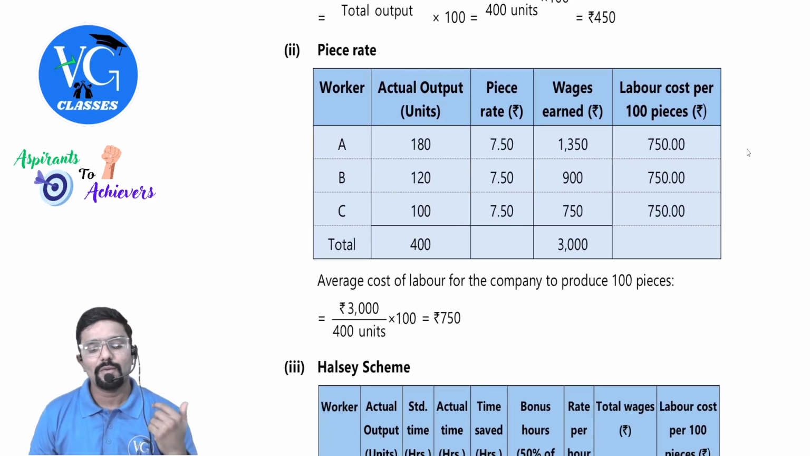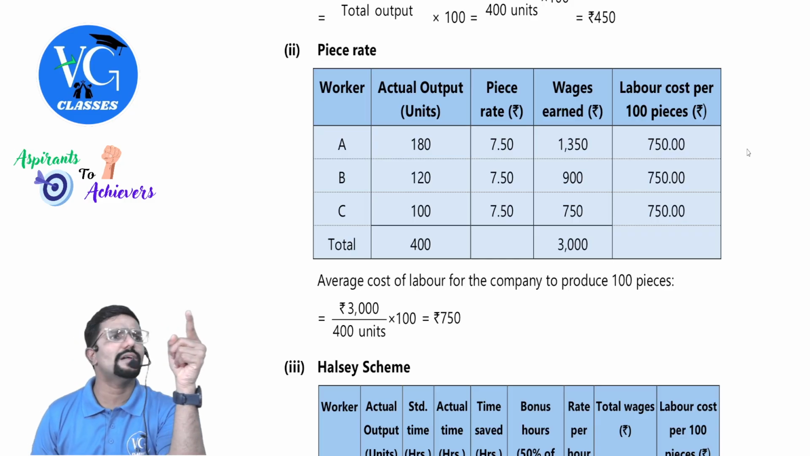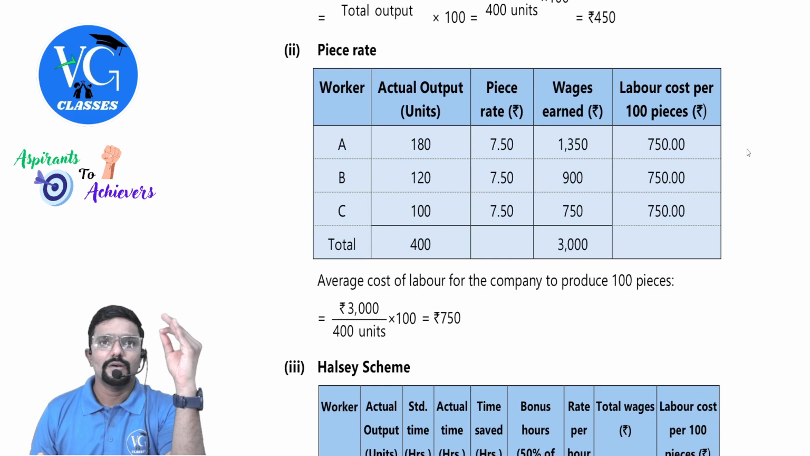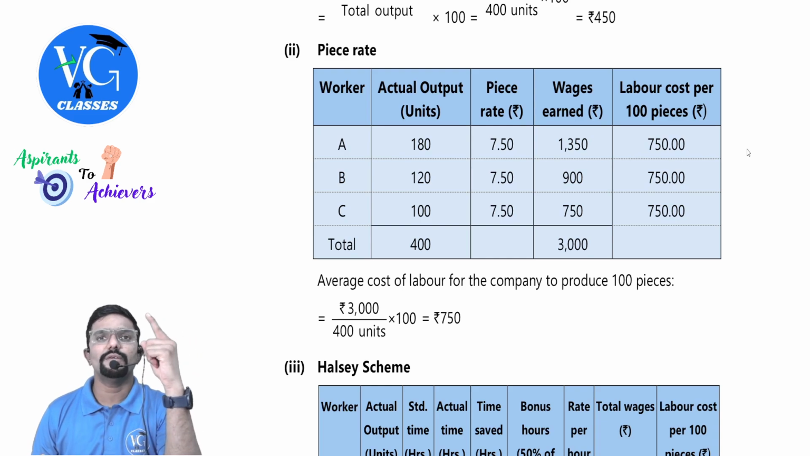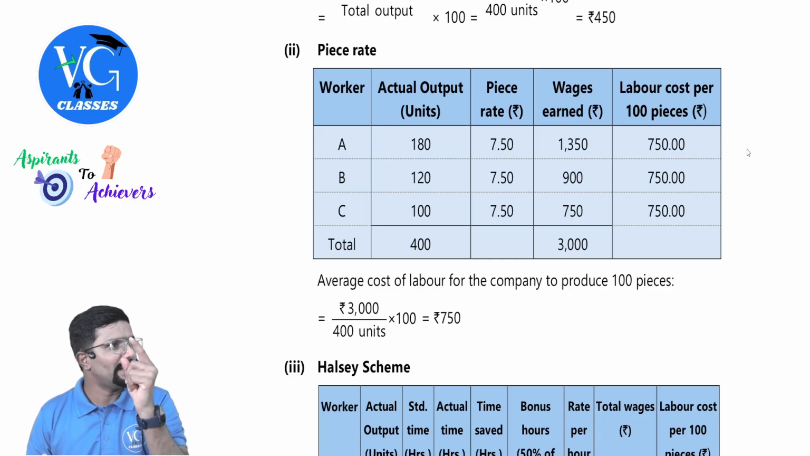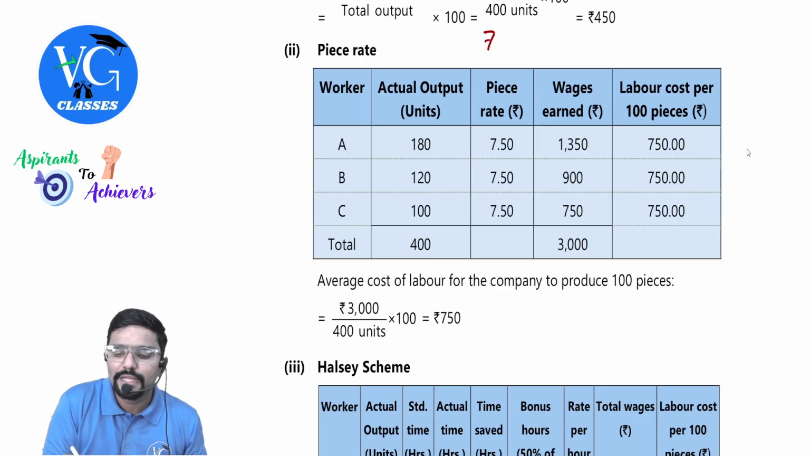Piece rate. Sir, what is the total output? 180. What is the piece rate, sir? Guys, listen. 75 is the rate per hour. What is the time given to produce in 1 hour? I guess 10 units. The standard is that in 1 hour you are supposed to produce 10 units.